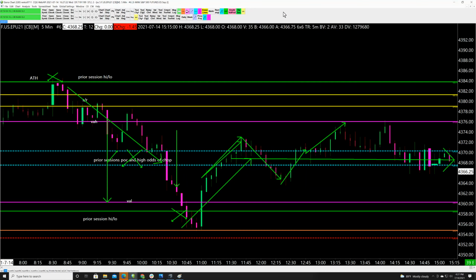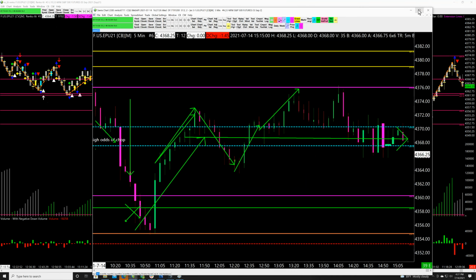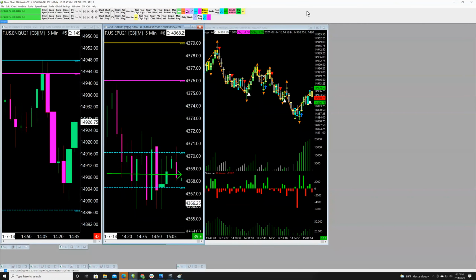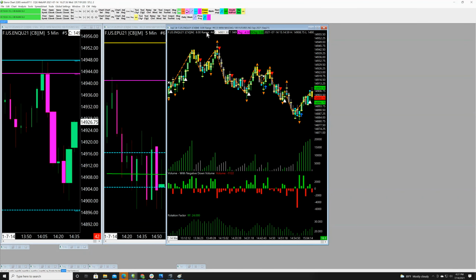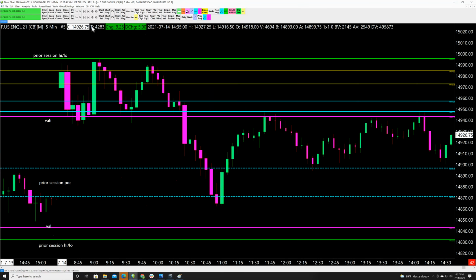Let's go do NQ real quick and see how NQ looked. Let's see here. I've already got this up. Should have it right next to it. Oh, excuse me. I apologize. I am tired. That's algo. Let's go back to ES. NQ. Here we go. 5-minute chart.